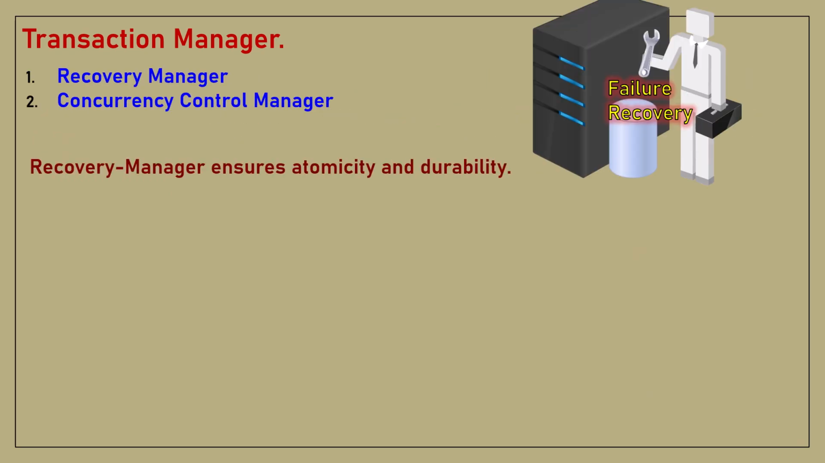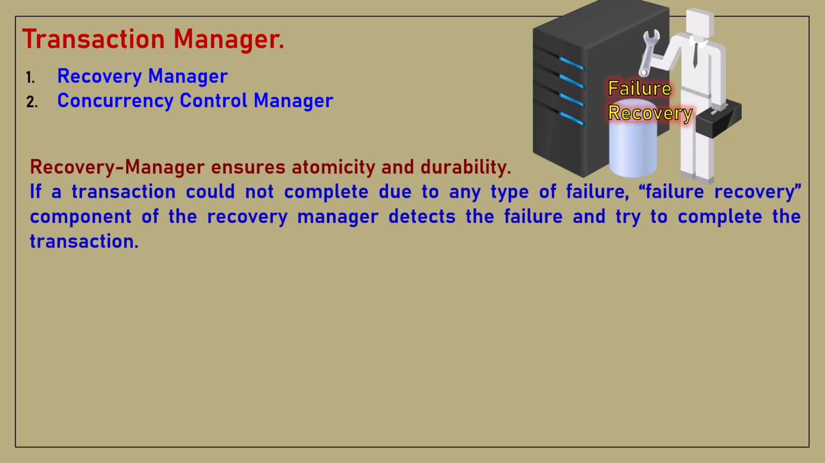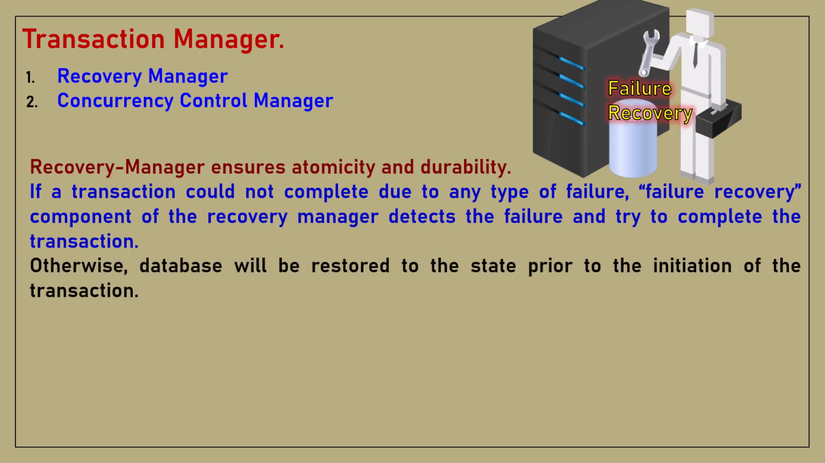Ensuring the atomicity and durability properties is the responsibility of the recovery manager. If there is no system failure during a transaction, the atomicity and durability are achieved. If a transaction could not complete due to any type of failure, the recovery component of the recovery manager detects the failure and tries to complete the transaction. Otherwise, the database will be restored to the state prior to the initiation of the transaction, and hence the atomicity and durability are achieved.